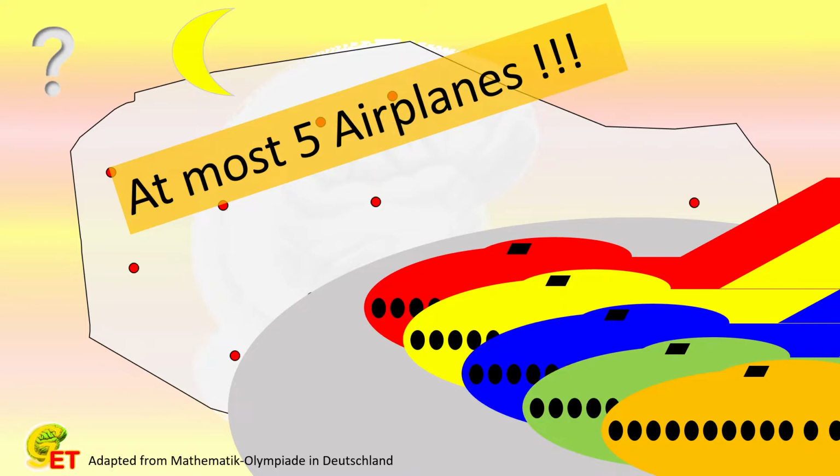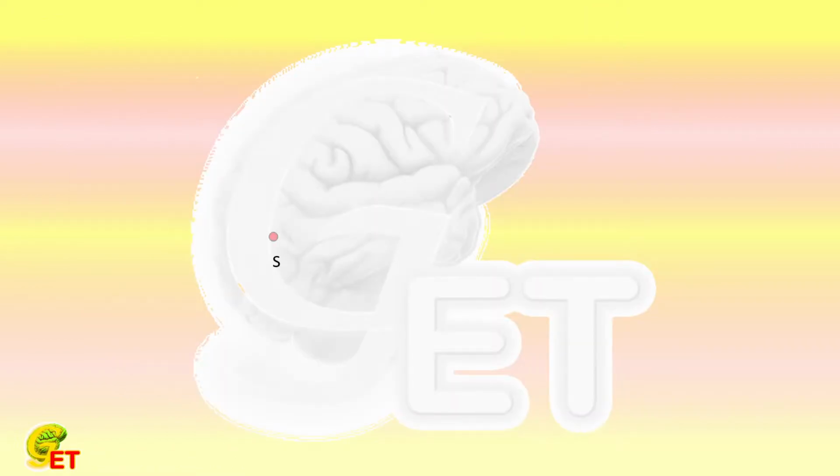This is a story problem. To give a mathematical solution, the first task is to translate the problem into mathematical language. What is its mathematical meaning? There's a point S, which is whatever airport we're talking about. Other airports are other points A, B, C, D, etc.